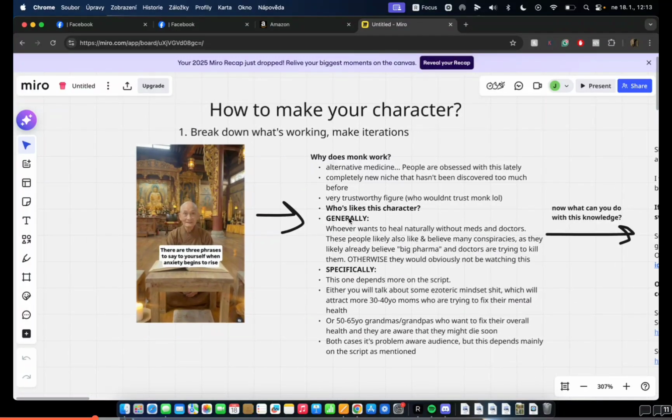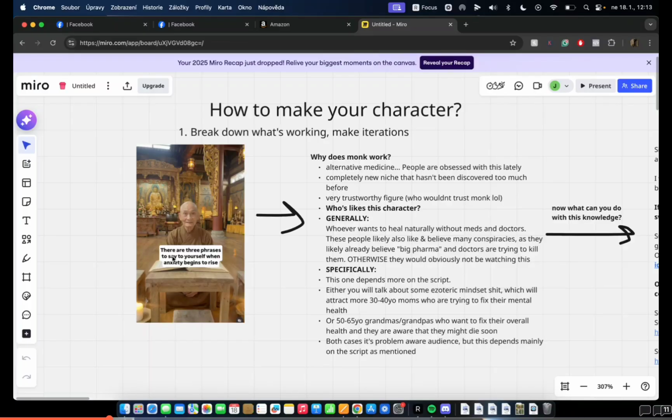Then also, it's nice to break down your avatar, or your ideal person that's gonna like this character. Generally, it's gonna be whoever wants to heal naturally without meds and doctors. And these people also likely believe many conspiracies, as they already believe that big pharma and doctors are trying to kill them. Otherwise, they obviously wouldn't be listening to Monk, giving them some random natural advice when they just could take a pill, which is kind of obvious. So these are going to be the people in general.